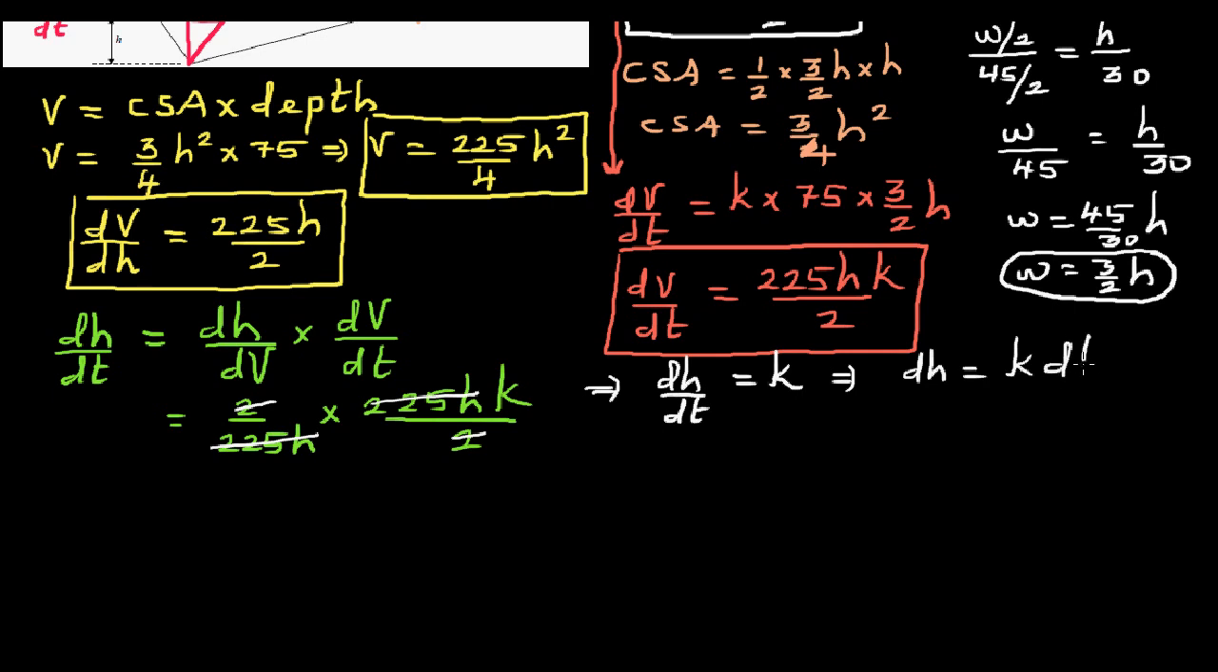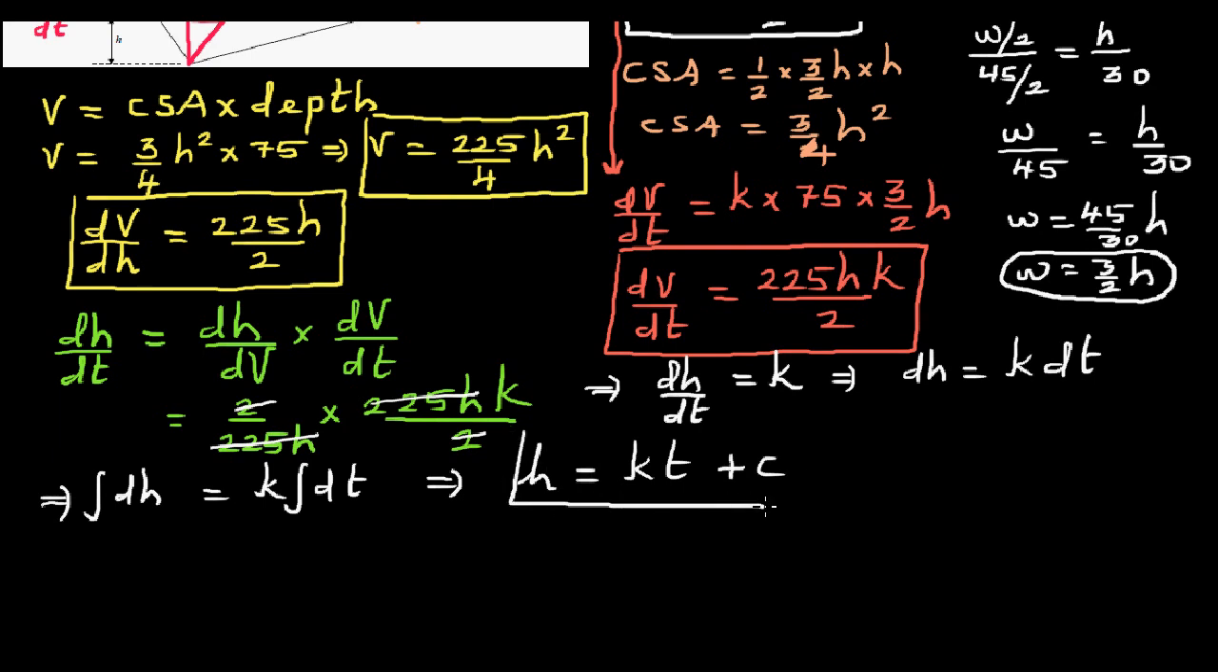So now integrating both sides, let me do it here, I need more space. This implies integration of dh is equal to k times integration of dt, which implies h is equal to kt plus c. So this is an equation relating h and t. So what do we know? When t is 0, how much is the height? Height is 30. So if you put this in this equation, c is going to be 30, and that does make sense.